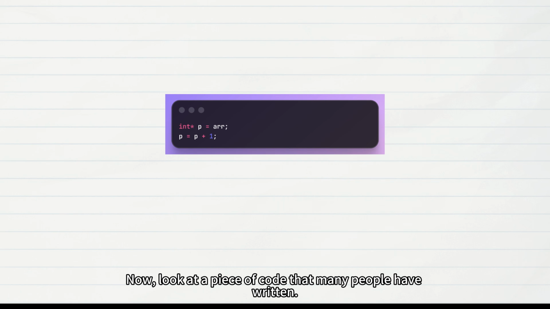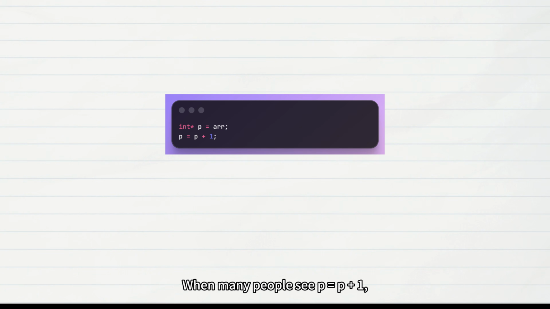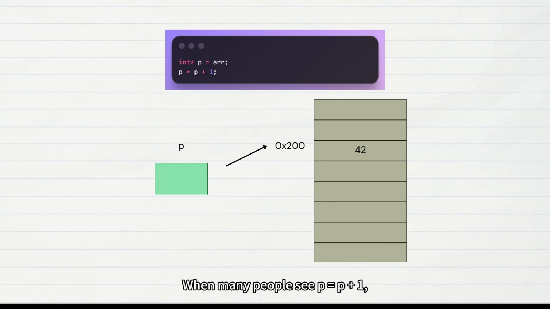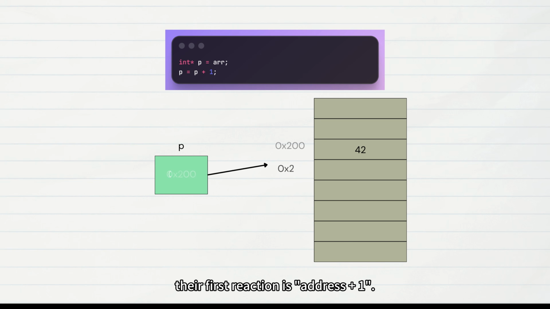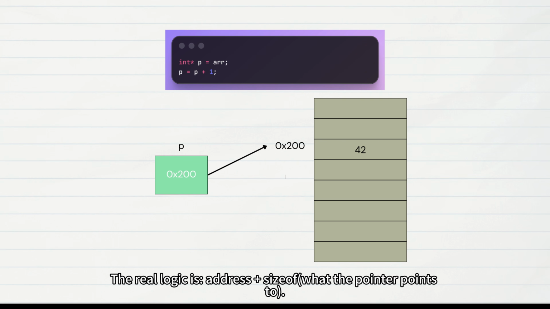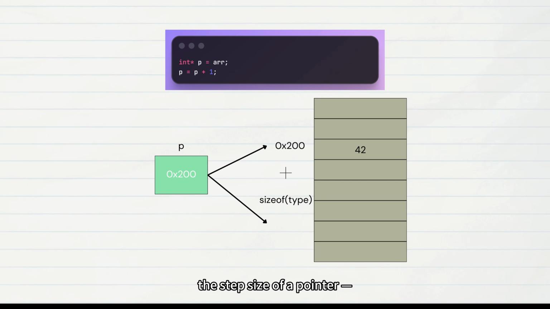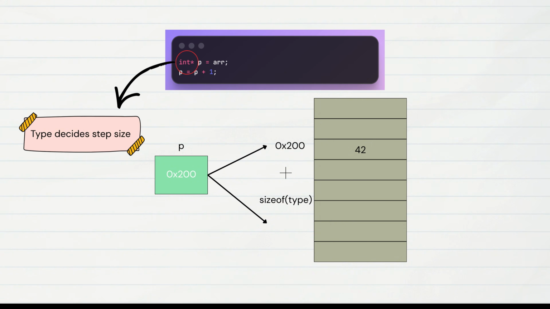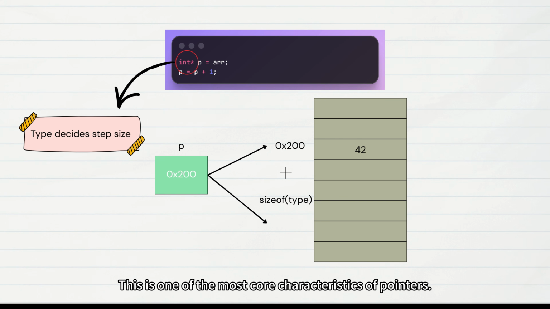Now look at a piece of code that many people have written. When many people see p = p+1, their first reaction is address plus 1. For example, 200 becomes 201, but that's completely wrong. The real logic is address plus the size of what the pointer points to. In other words, the step size of a pointer, the number of bytes moved by each +1, is not fixed at 1 byte. It's determined by its type. This is one of the most core characteristics of pointers.